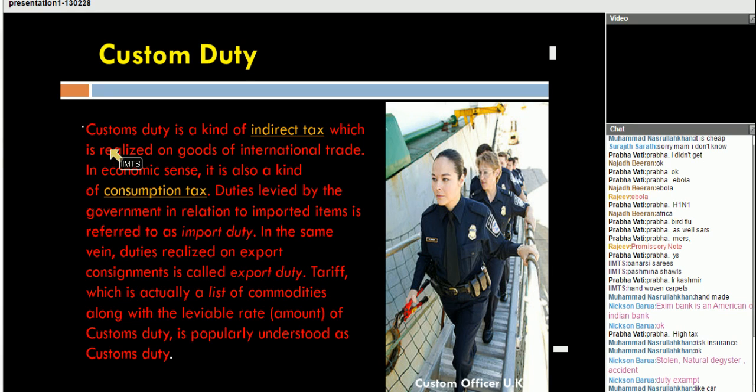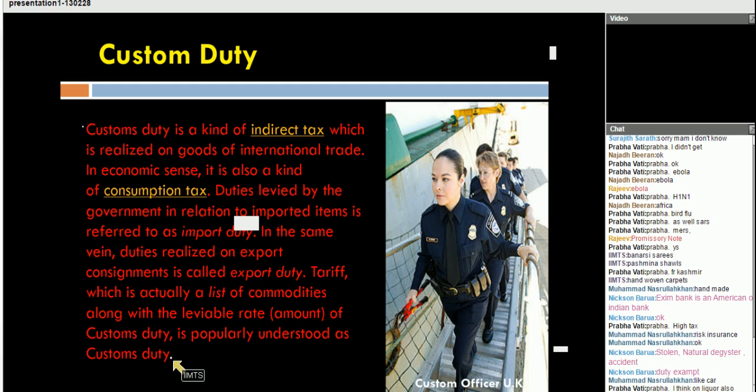So custom duty is a kind of indirect tax which is realized on goods of international trade. So we can say it is also a consumption tax. Duties levied by the government in relation to imported items is referred to as import duty. In the same vein, duties realized on export consignments are called export duty. The tariff, which is actually a list of commodities along with leviable rate of custom duty, is popularly understood as customs duty. These are different taxes, known by different names, but they are one and the same. Yes, on liquor also.